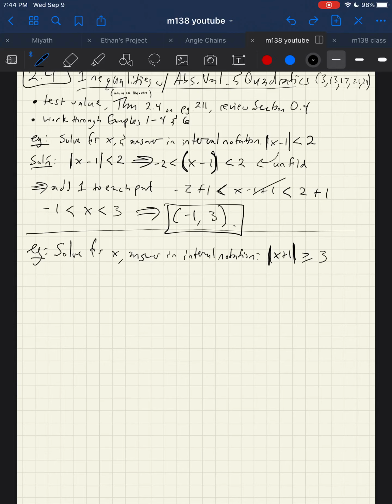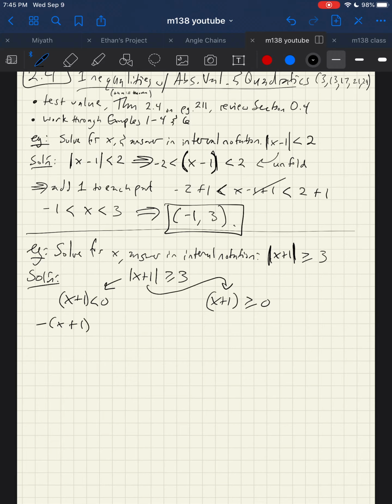So with this, I don't get to. What I've got to do is just two cases. We've kind of seen this before. So if I've got x plus 1, solution. X plus 1 is greater than or equal to 3. Well, either we have that x plus 1 is negative, or we have that x plus 1 is non-negative. In the negative case, we're going to have negative x plus 1.